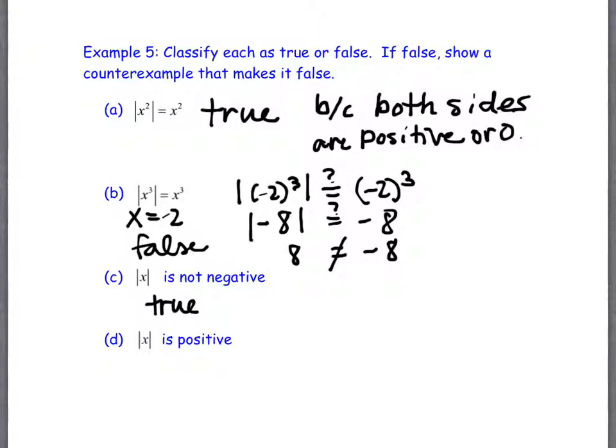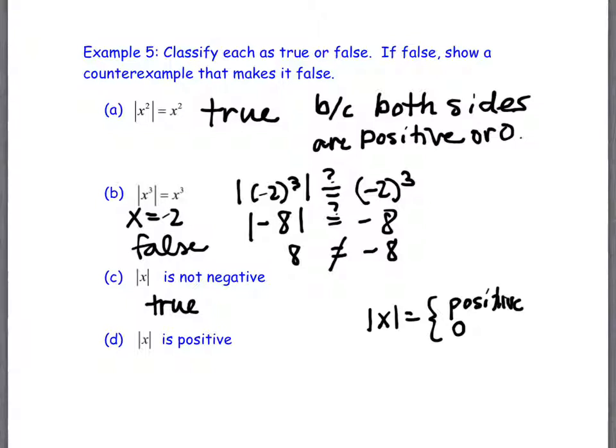So the absolute value of x has 2 options. It's either positive or what? Or it's 0. But it legitimately could be 0. I mean, that's a legitimate answer. So it isn't ever negative. So part C is true.